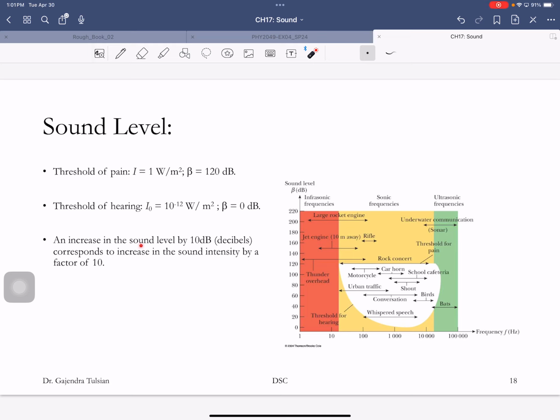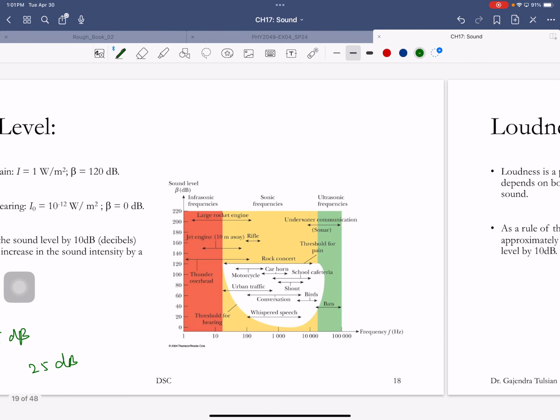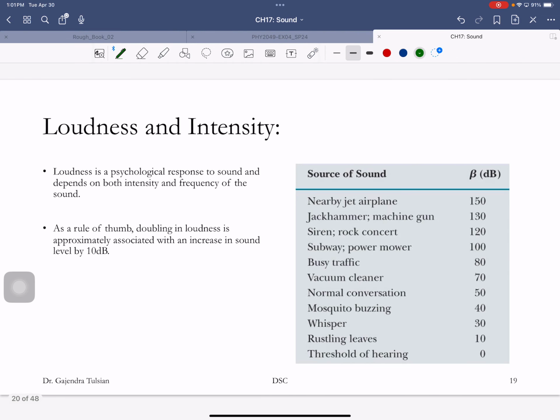An increase in sound level by 10 decibels corresponds to a sound twice as loud. So a 25 decibel sound is twice as loud as a 15 decibel sound. Loudness is a psychological response to sound and depends on both intensity and frequency. As a rule of thumb, doubling in loudness is approximately associated with an increase in sound level by 10 decibels.